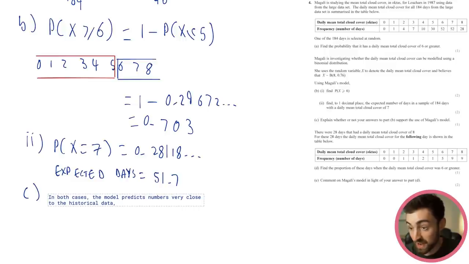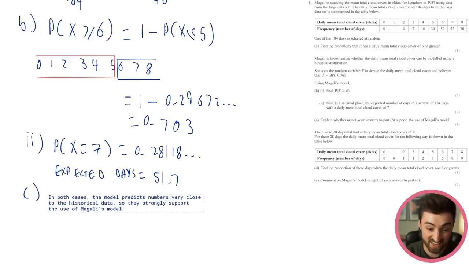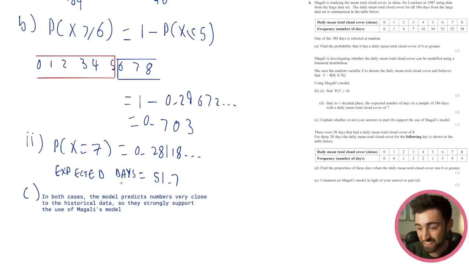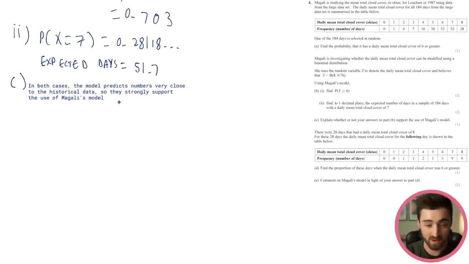And what does it say? So I reckon they do. I would even say they strongly support the use of Megali's model. Let's go in for it, why not? I reckon that is a pretty solid answer there. So let's have a look at the last part.